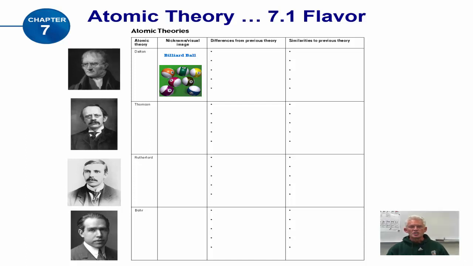So, J.J. Thomson, this fine-looking gentleman, was the next scientist who took the research of Dalton and came up with a model which is called the raisin bun or the plum pudding model. Right now those little raisin buns look really good to me.